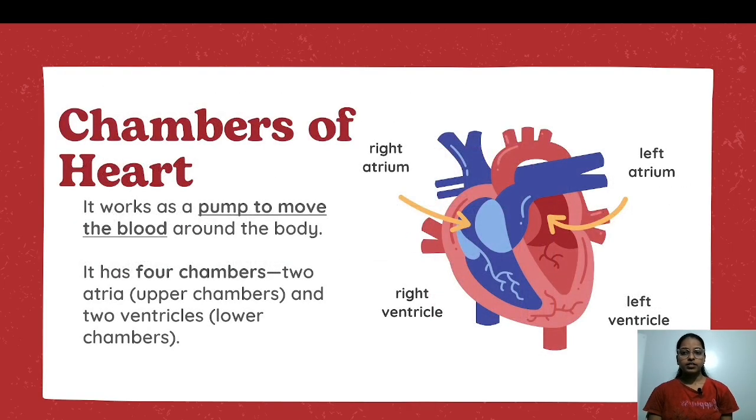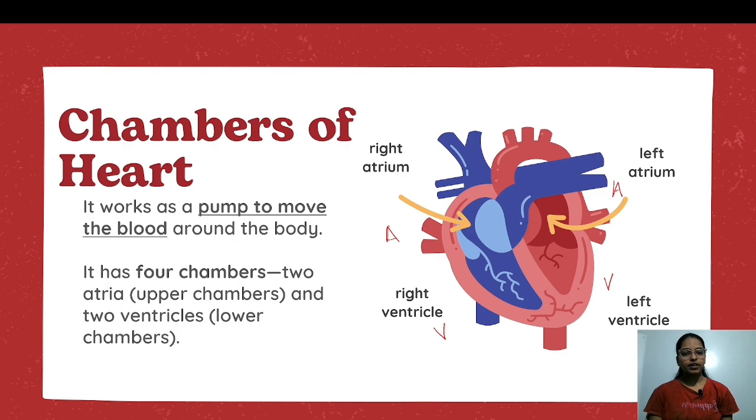Now next part is chambers of the heart. As we all know, the heart is divided into 4 chambers. The upper chambers are called atria and the lower chambers are called ventricles. So upper chambers are atria and lower chambers are ventricles.